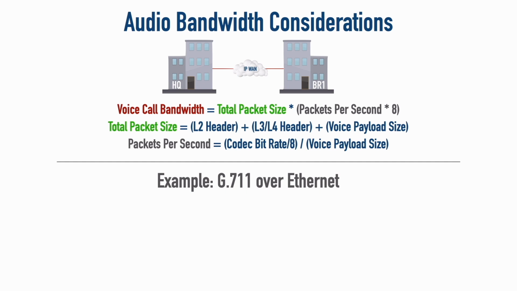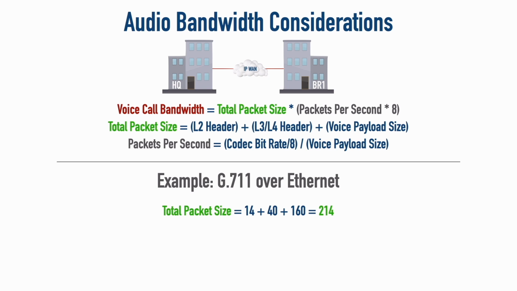Based on the tables I've shown you, we know that the total packet size is the layer 2 header for Ethernet, 14 bytes. Again, you could argue it's 18, but according to the latest SRND, it's 14 bytes. And we add that to the combined layer 3, layer 4 header, which is going to be 40 bytes. We're not able to do RTP header compression over Ethernet, so we know it's 40 bytes. And to that, we add the voice payload size. And for G.711, we saw, just looking it up in a table, that's 160 bytes. That means our grand total packet size is 214 bytes.